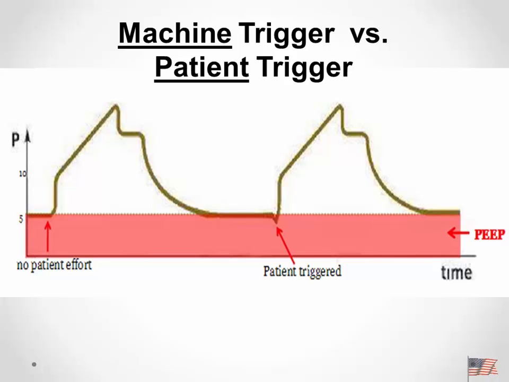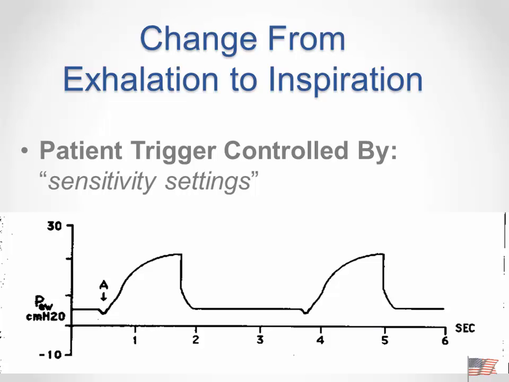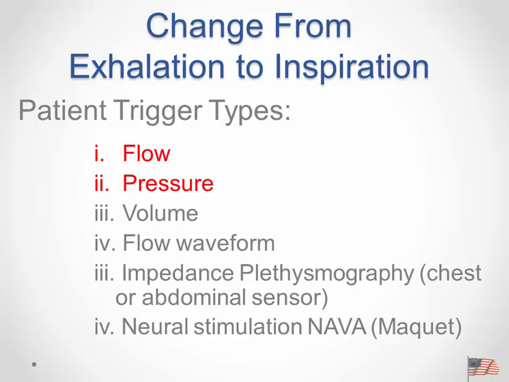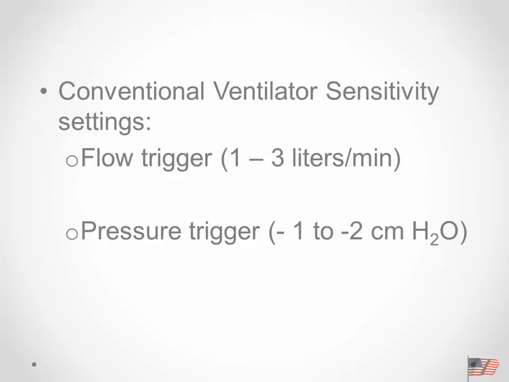In this case, the one on the left, there's no patient effort. It's a machine-triggered breath. On the right, you have a patient trigger present, and that also denotes the patient being on 5 of PEEP, the distance of the baseline there. The patient trigger is controlled by the sensitivity settings, and the 2 that we covered over the summer were flow and pressure, but there are some other ones we need to talk about now. For conventional ventilation, we use 1 to 3 liters per minute for flow and -1 to -2 for pressure. So if you say 2, you're in the ballpark for both.